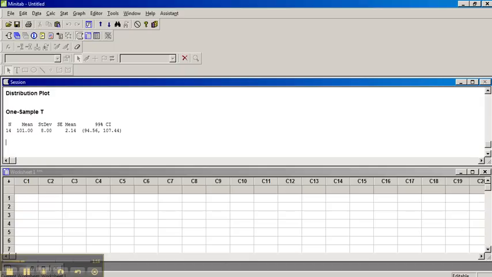That's just a quick way to show you how to do a confidence interval. Remember that represents the 99%. You're 99% confident that the mean value will be between 94.56 and 107.44.